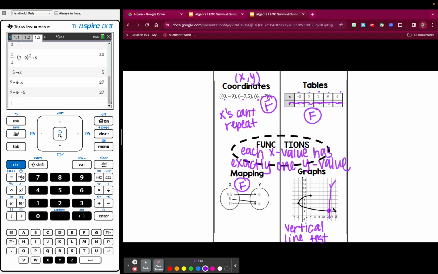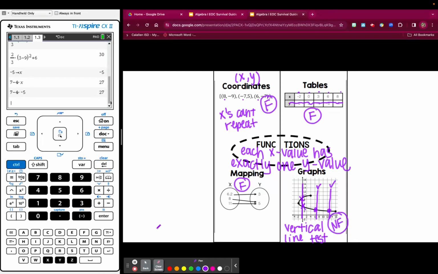However, you always have to check multiple parts of your graph. So if I were to do the vertical line test here, it would pass because it only touches once. But once I get here, I end up seeing that it touches the graph twice. So that makes this not a function.